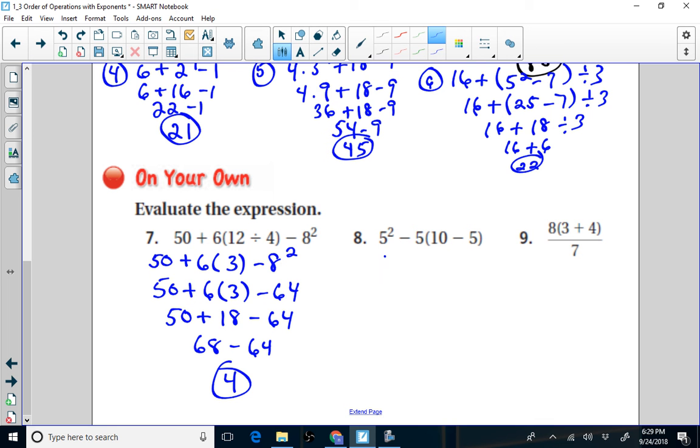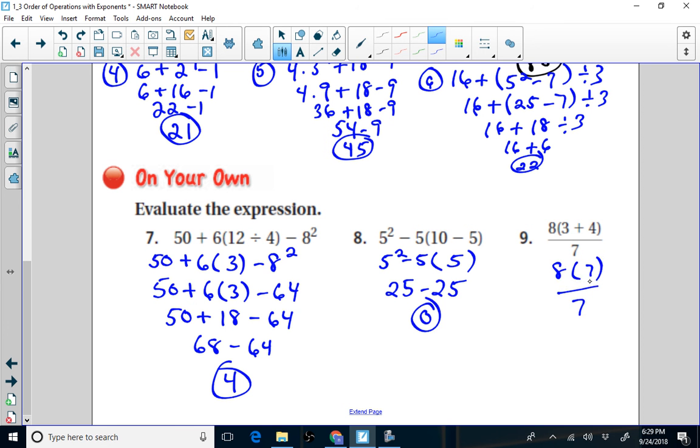With your next example, 5 squared minus 5. Parentheses has to be done first. So 10 minus 5 is 5. Exponent has to be done next. 5 squared is 25 minus, now I can do 5 times 5, which is 25. 25 minus 25 is going to be 0. This last example here, parentheses has to be done first. So 3 plus 4 is 7.